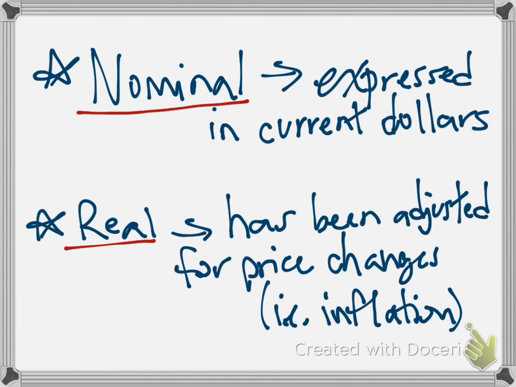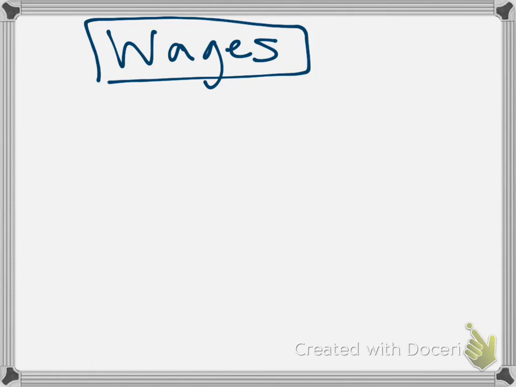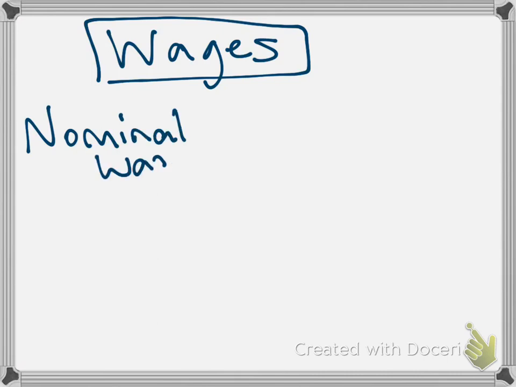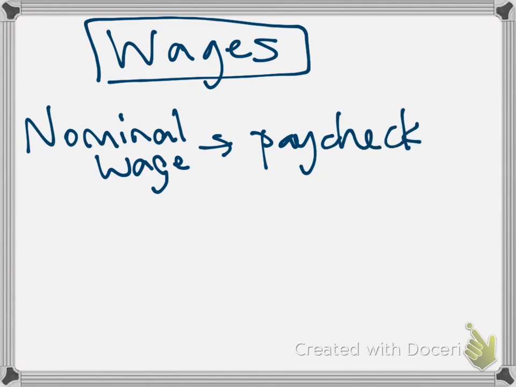But we can use these qualifying words, real and nominal, to talk about more than just GDP. For this chapter, the text talks about it some in terms of wages, okay, when we're talking about our workers, our labor. And so nominal wage, okay, this is what the paycheck says. So this is your salary or your hourly rate times the number of hours that you've worked, okay?